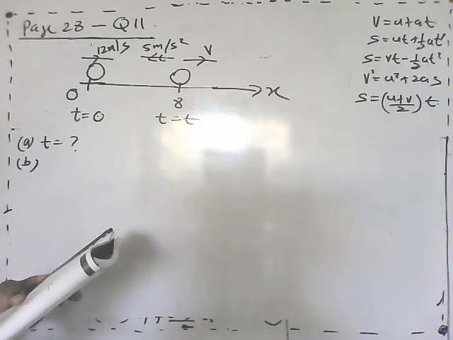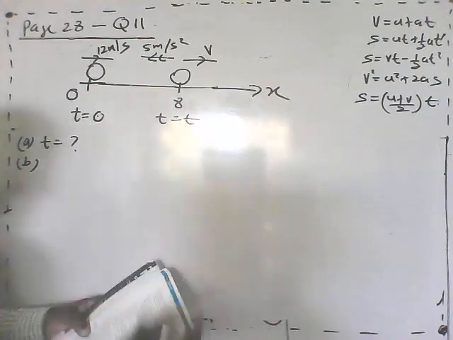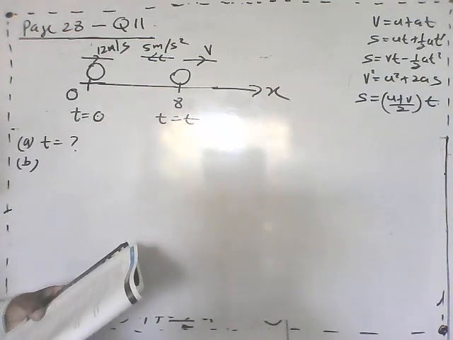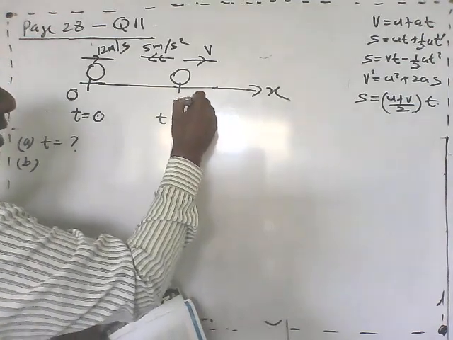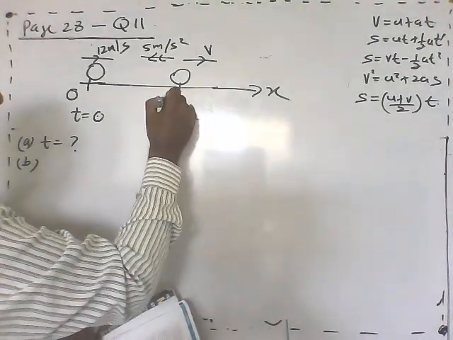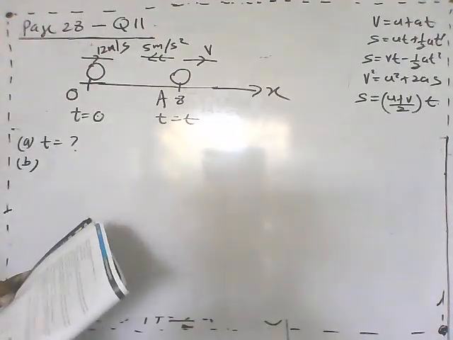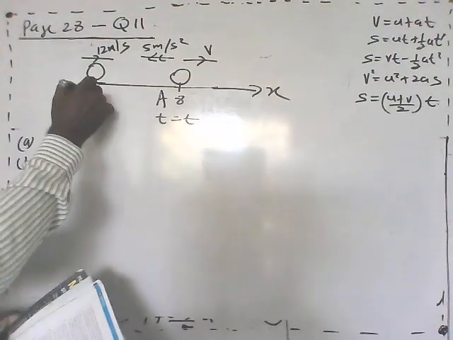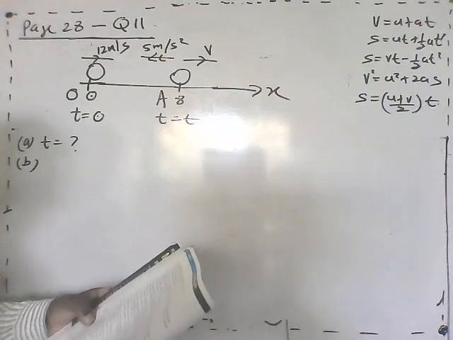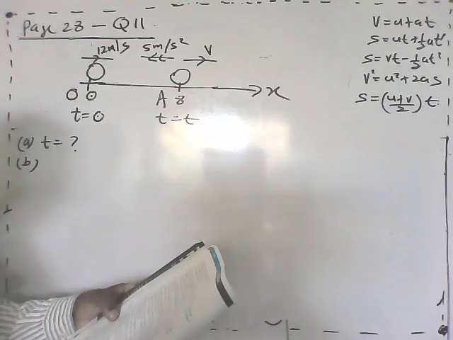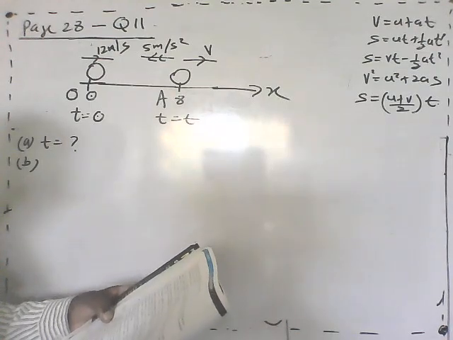Then it says at time t seconds, the particle passes through the point A. We have to label this as A. This is A. This is O, t equals 0. Coordinate, and maybe O also 0, whatever. Then the particle coordinate is 8. So 8 units it has gone there.